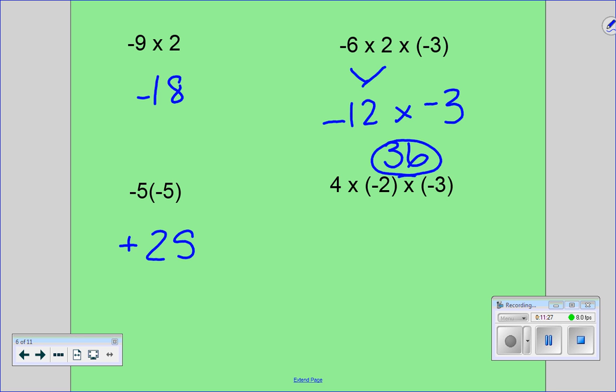So are you thinking like this is really easy? It should be, because you should know how to do most of it. You're just multiplying and then figuring out your sign. All right, let's do this one. I have 4 times negative 2. It's 4 times negative 2.